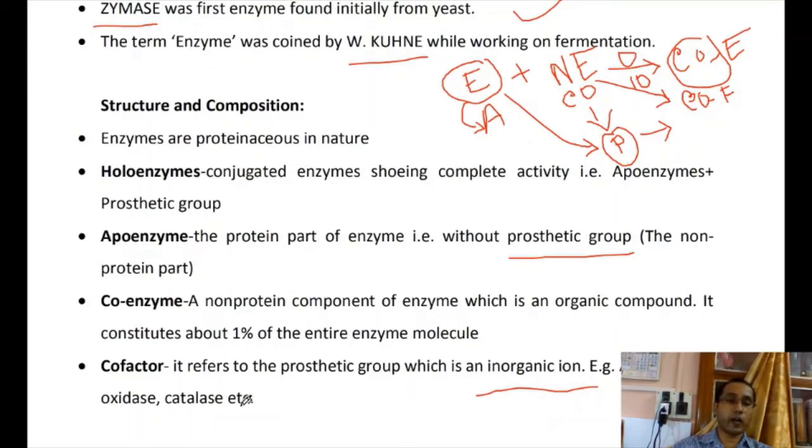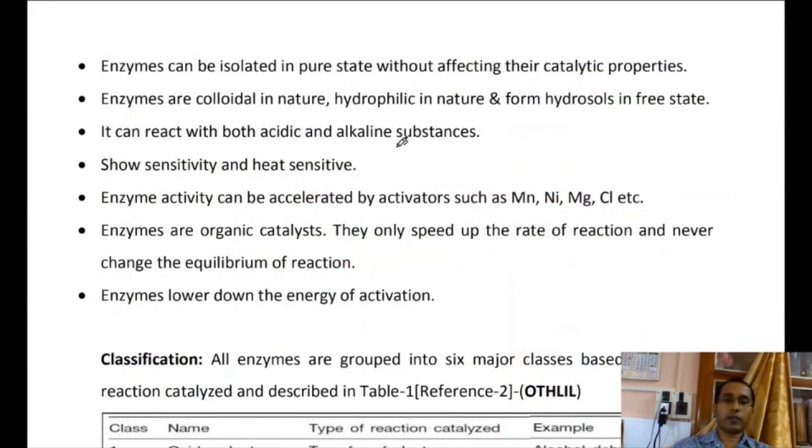Ascorbic acid oxidase and catalase are examples of cofactors. Some good points: enzymes can be associated with pure states, and they can react with both acidic and alkaline substances, and show sensitivity to heat. You know the Michaelis-Menten equation, it can easily come in your final exams. What is the significance of each and every unit, Km, everything.